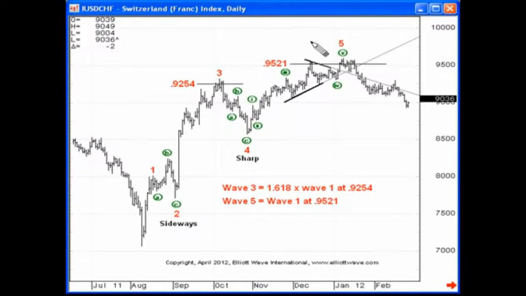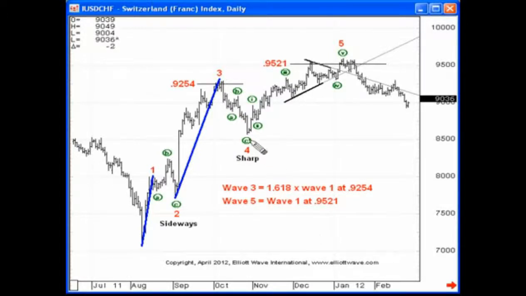As we know from a Fibonacci perspective, the most common Fibonacci relationship between wave 3 and wave 1 is a 1.618 multiple. Here's my wave 1, and if we multiply wave 1 by 1.618, that comes up with 9254. Look where wave 3 traveled to and then reversed from. Here's 9254. So we do indeed see that ideal proportion of 1.618 between wave 3 and wave 1.